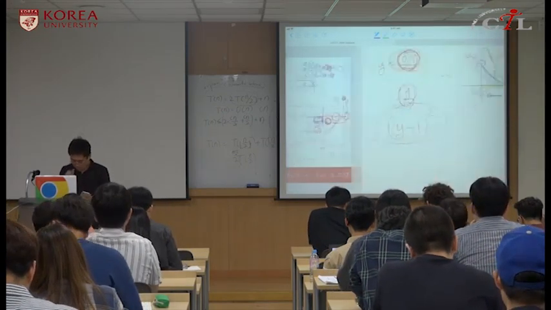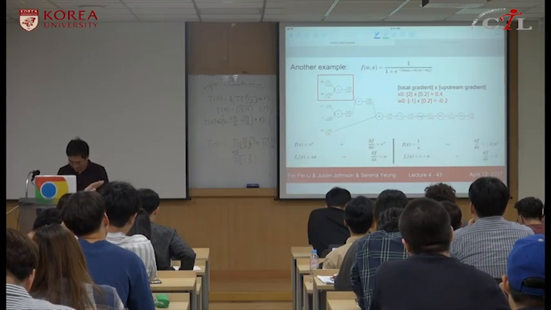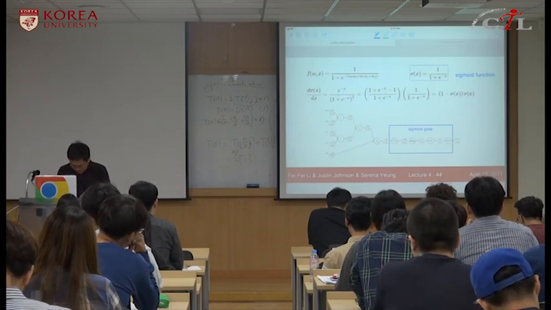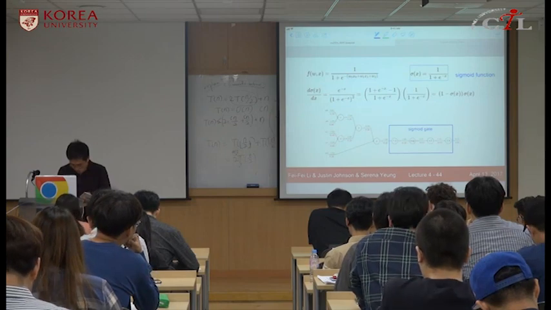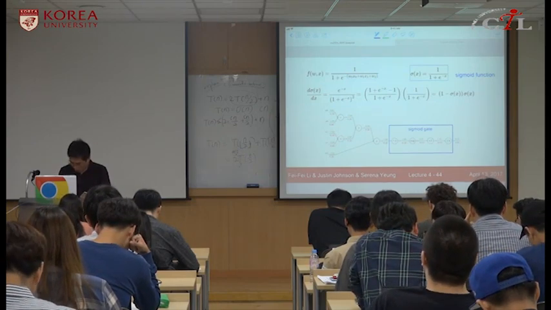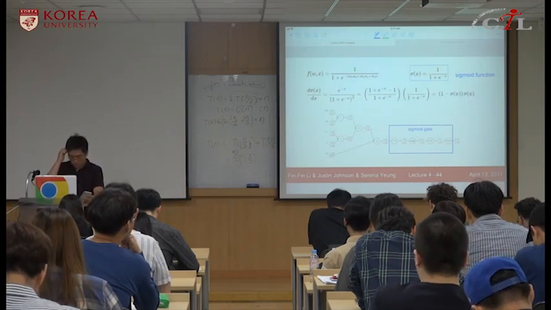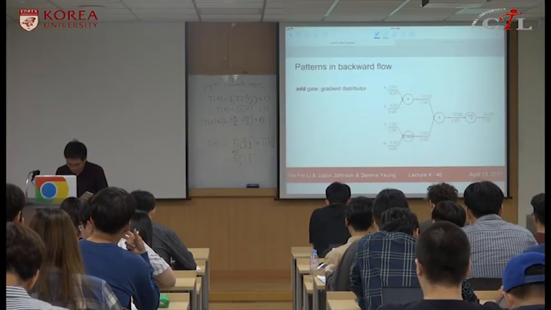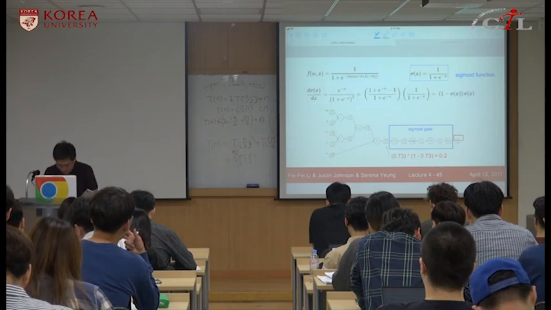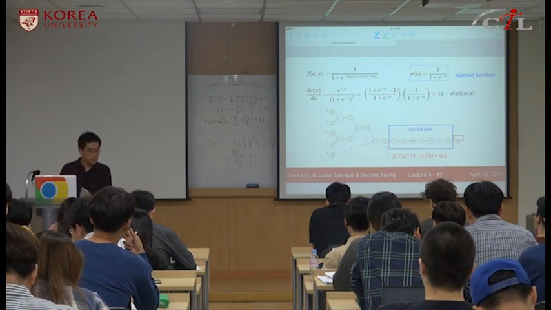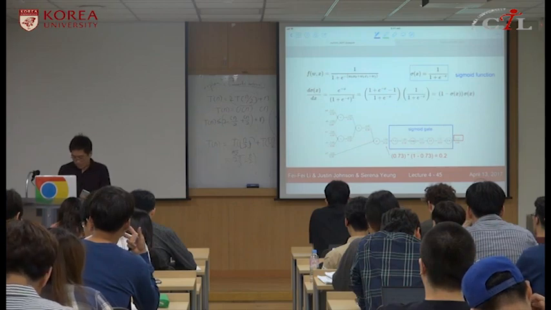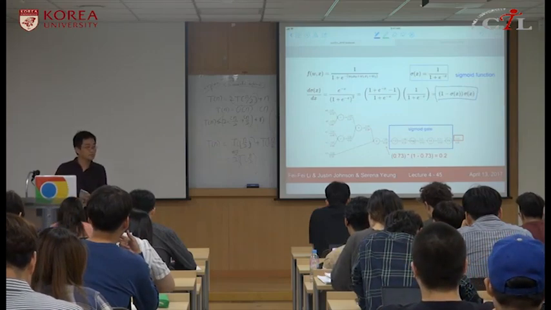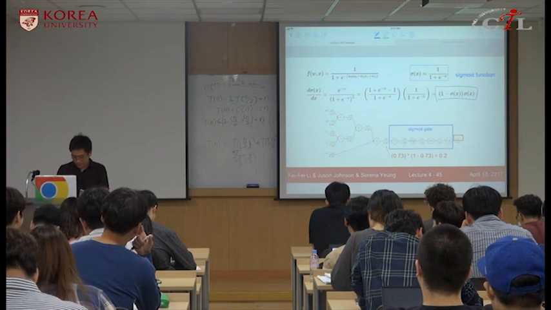Okay, so back to this sigmoid example. Once you follow this derivation, here one interesting aspect is that our gradient is represented in terms of our output, not in terms of an input, right? So what does that mean?